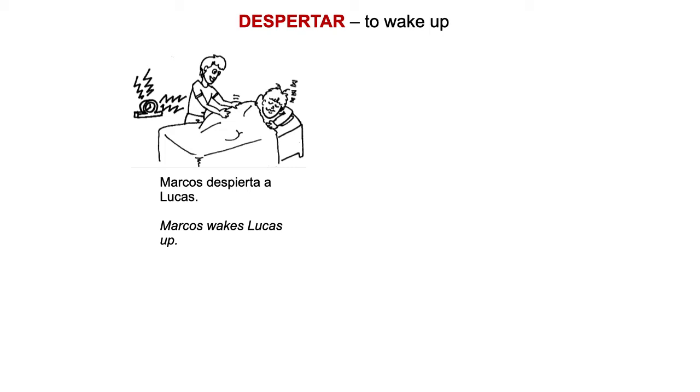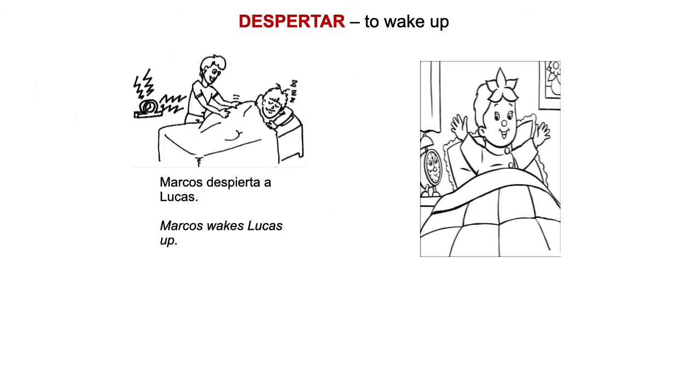Now let's look at another image. Here we have a little girl, also with a clock by her side. But the little girl seems to be much more energetic than Lucas, right? She's waking up, but all by herself. She doesn't need any help whatsoever doing it.